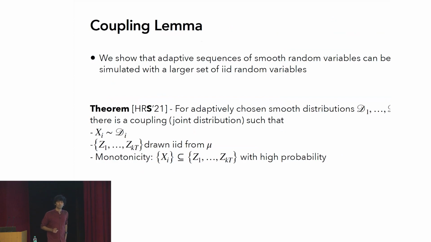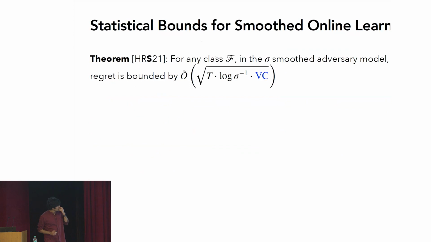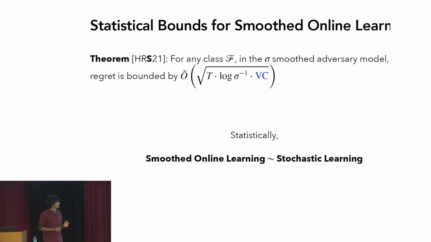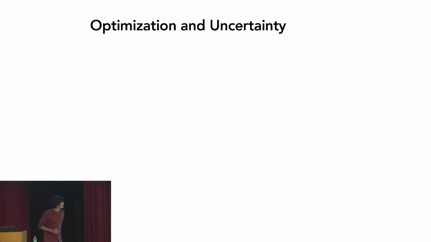Yes, sorry, K is a parameter. Let's think of it as 1 over sigma or something like that, which is the smoothness parameter. Are there any other questions? So far what we have seen is that smooth online learning is, at least in terms of bounds, approximately the same as stochastic learning. The next part we'll see is what about the computational problem?